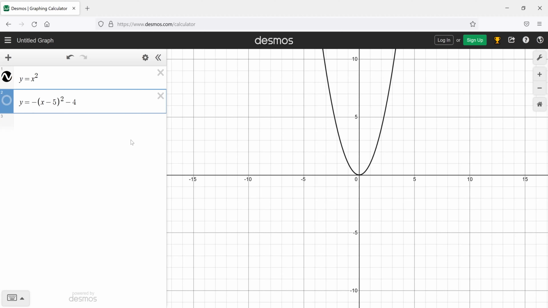Since it's minus 5 squared in the parentheses, it has to move to the right 5 times. Which way is it going, left or right? It is going right 5. I agree. The next one is actually this negative. Then it flips from what it currently is. And then that minus 4 will make the vertex move down by 4.